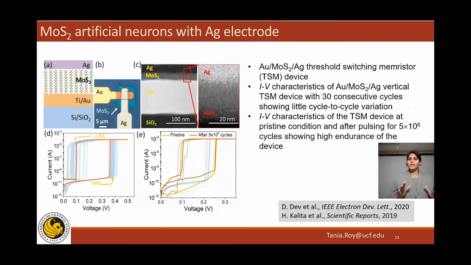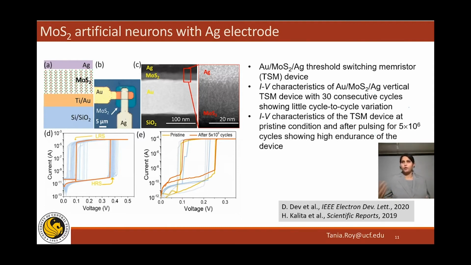We move on to realizing artificial neurons now. Here our goal was to use the same active material as for the synapses. I'll talk more about the reason, but basically we want to make the neurons and the synapses using the same material system so that we can have monolithic integration.